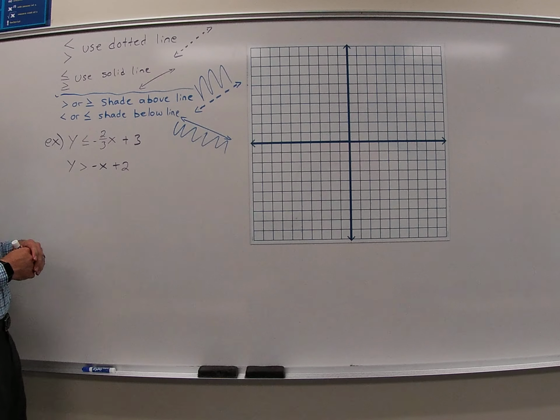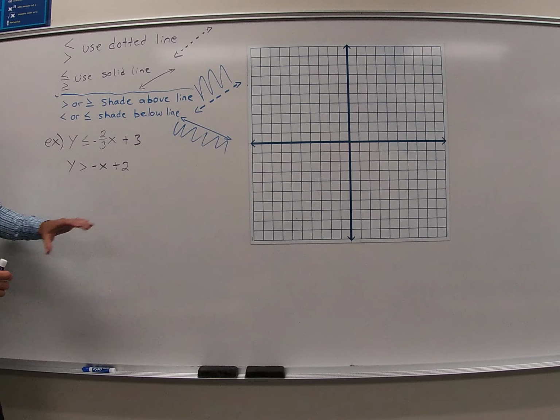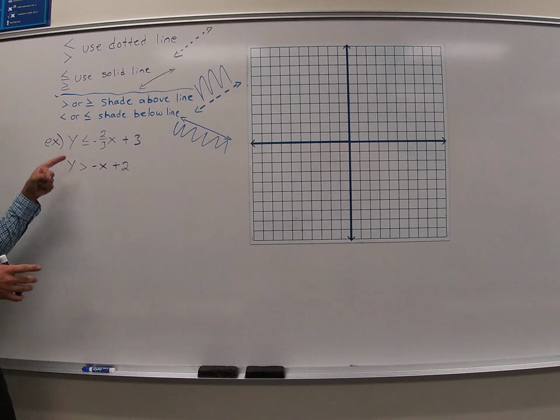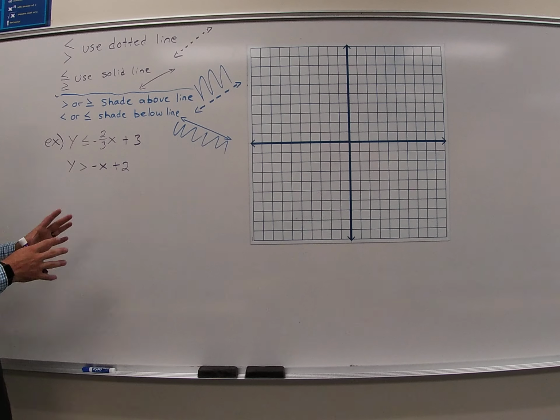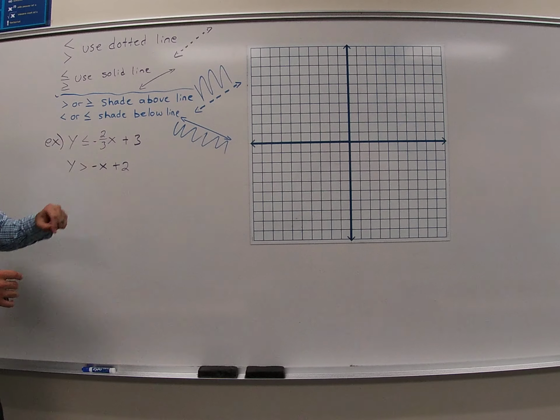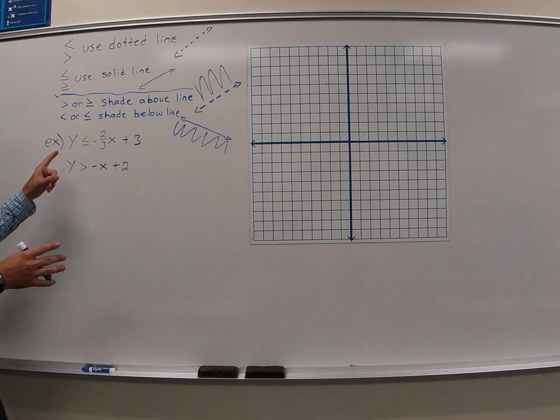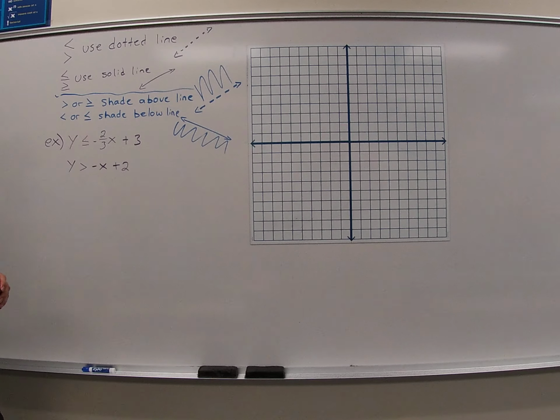Okay, next we're going to talk about how to graph a system of inequalities. So remember, system just means we have more than one inequality. Sometimes we're going to graph 2, sometimes we'll graph 3. In this case, we're going to stick with 2, and it's already in slope-intercept form, so we don't have to do any extra work to get y isolated or by itself.